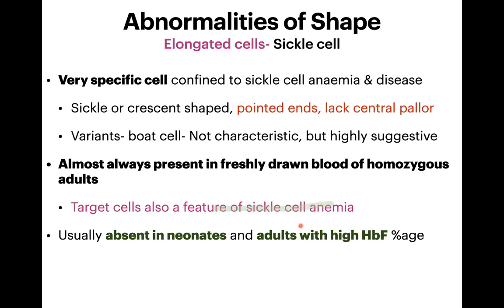And they are usually absent, even when the HbS gene is there, in neonates and in adults with high HbF. In both neonates and adults with high HbF, the HbF will be high. So you need a higher concentration of HbS in the cell to become a sickle cell. That's why they are usually absent in them, and they are not seen in the sickle cell trait. Okay, so if HbS is coming with heterozygosity, you might find these, but in case of sickle cell trait, they are usually not seen.